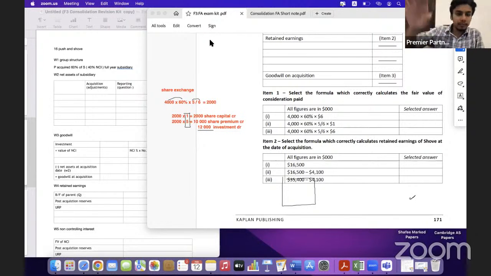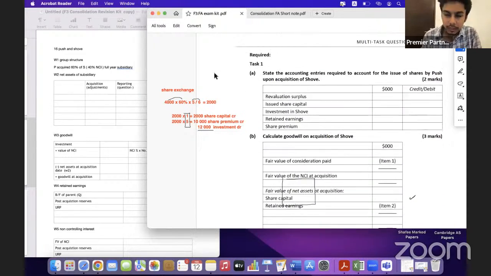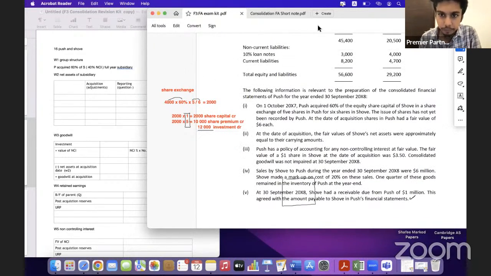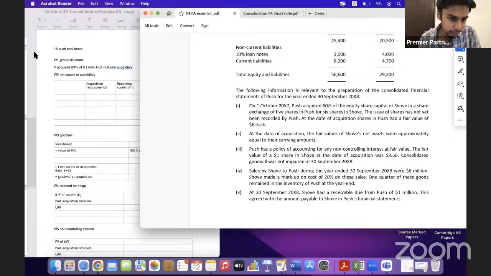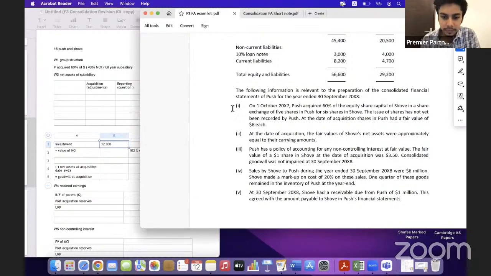Okay, with that part, we're done with this one. Now, guys, let's move on to the other adjustments that we have on the paper. From the first adjustment, I have marked all my entries. So I'll write over here investment. How much was the investment that we got? 12,000. Okay, now, guys, next one.